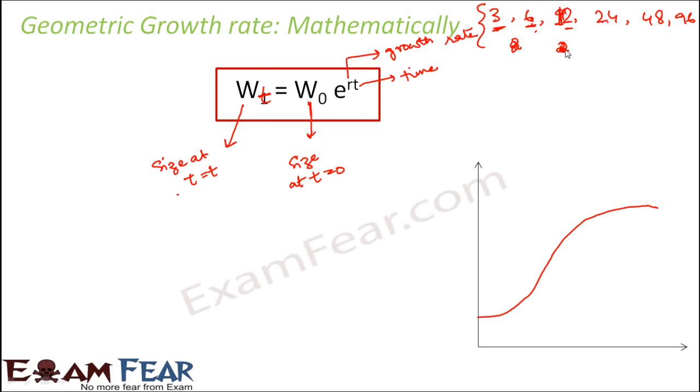Right? So now that we have discussed both the types of growth rate, arithmetic and geometric, we have come across a term growth rate, this r. Correct? So r is defined as a growth rate. Now let us discuss some very important points about this growth rate.